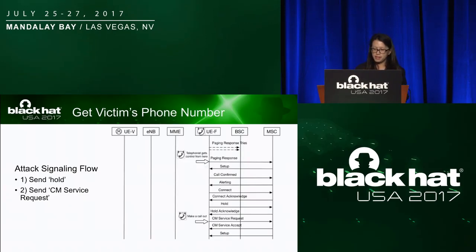Here we summarize the attack steps by showing the signaling flow. The telephonist gets control from here. It sends a paging response. Then the network sends back a setup. Then the call is confirmed. After the call is hijacked, the telephonist makes a call out from here by sending a hold message and then a CM service request. We can see the network side sends back a setup message. It doesn't require authentication here.